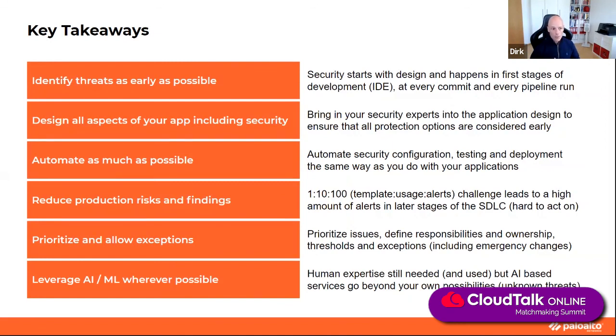And of course, you need to have a way to prioritize and also to allow exceptions, such as emergency changes or break glass deployment. And then if you are able to leverage software and machine learning based services, do it, because this really helps you to identify threats you cannot foresee. So especially the unknown threats are pretty important here.